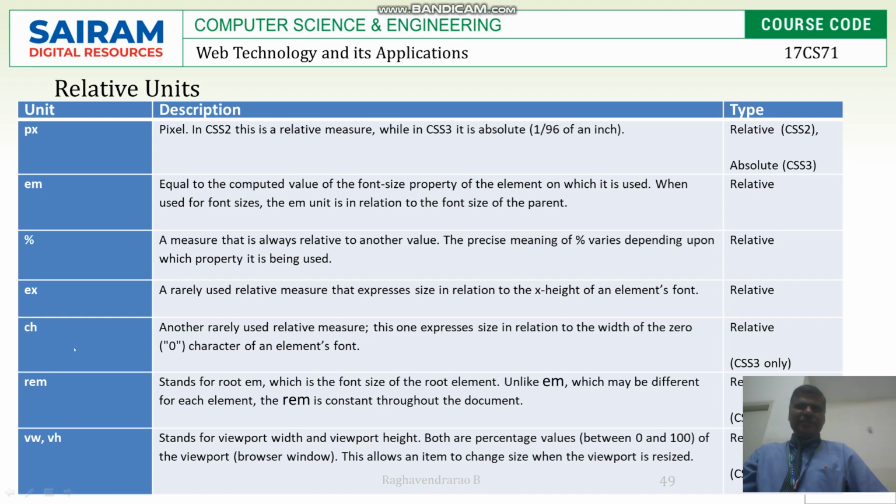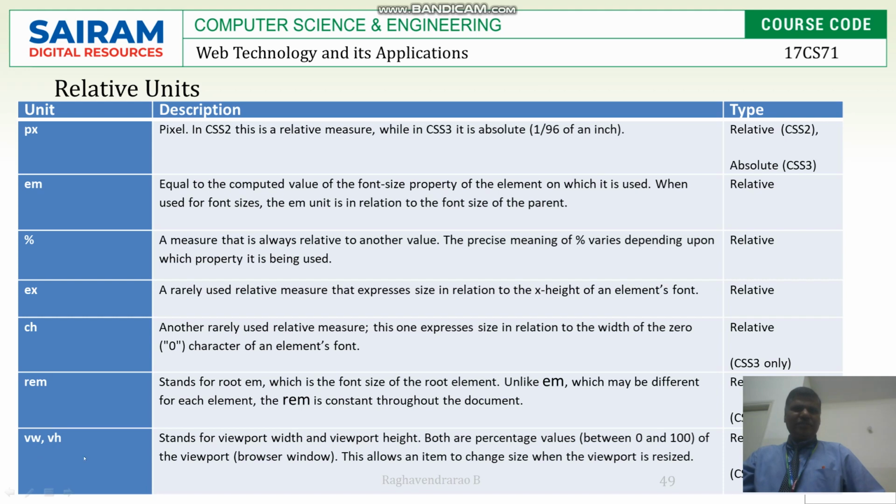Then CH is there. This is only used in CSS3. It is a relative measure of another relative measure. It uses the 0 character to represent an element's font. So for that purpose it is going to be used. Then rem stands for root element. It is the root element, so the font is going to be mentioned about this also.